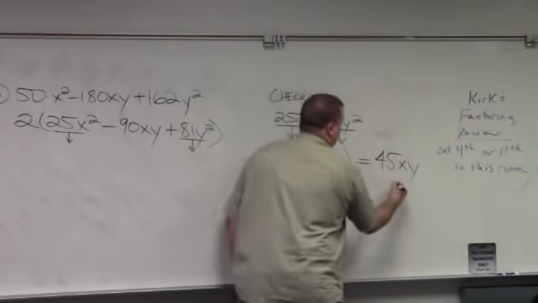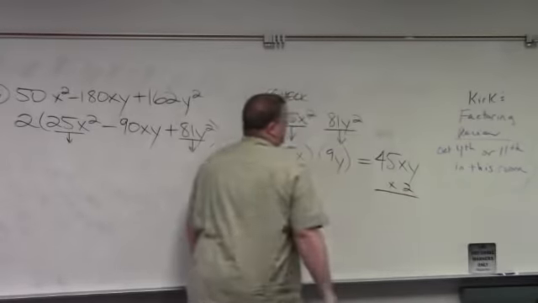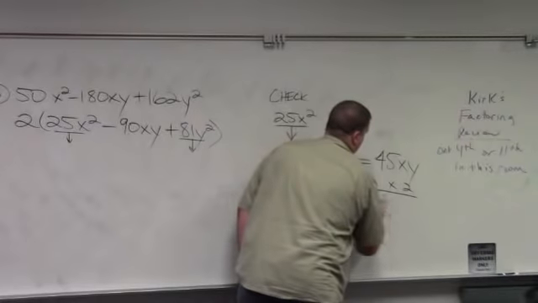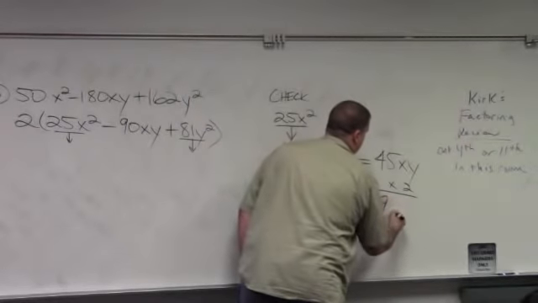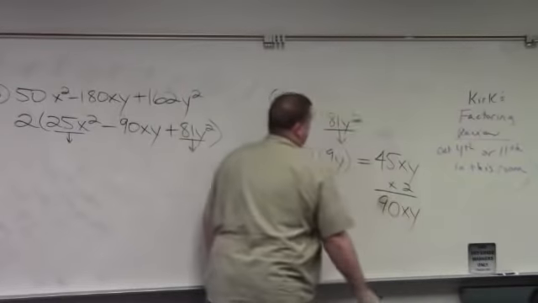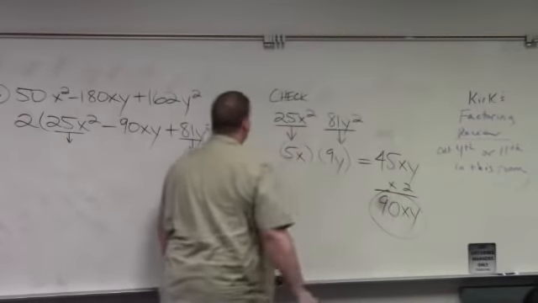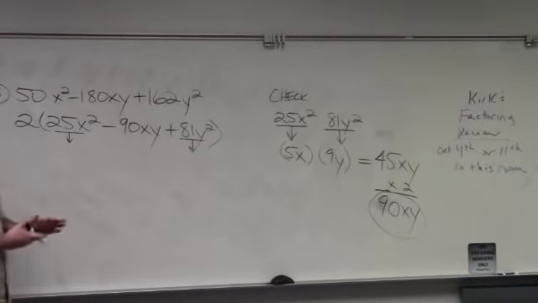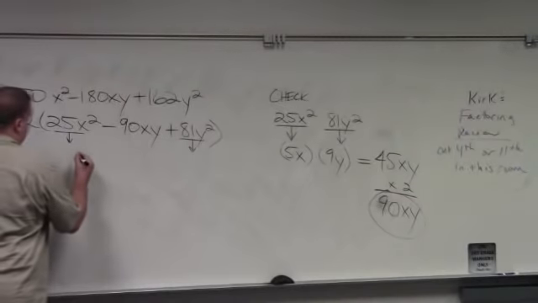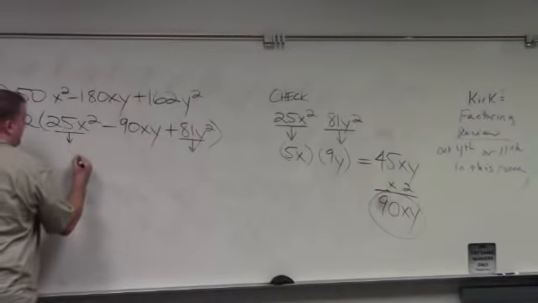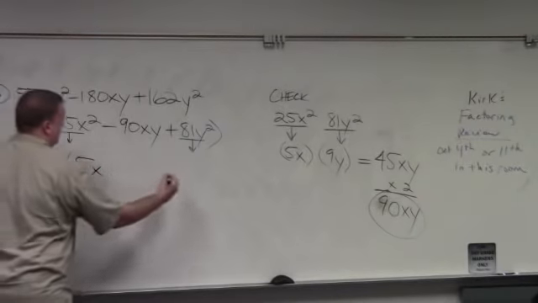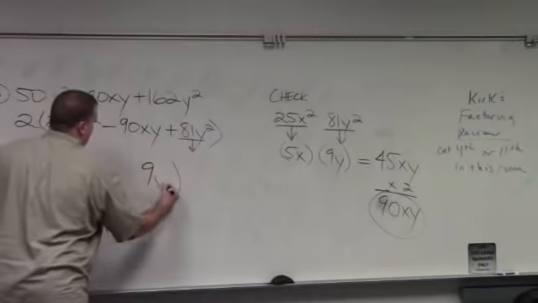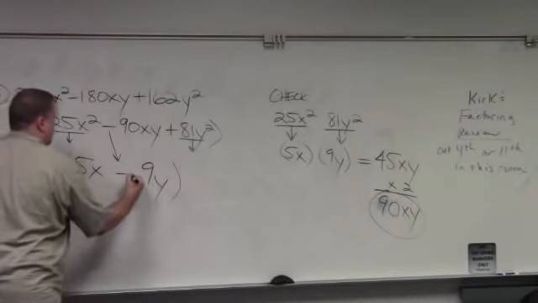Because I'm dealing with two factors, two sets of parentheses, I have to double that. If I double 45xy, I get 90xy. Does this match my middle term? Yes. So it is a perfect square trinomial, and we can use that shortcut we used a few problems back. The square root of 25x squared is 5x, the square root of 81y squared is 9y. Use the sign in the middle.